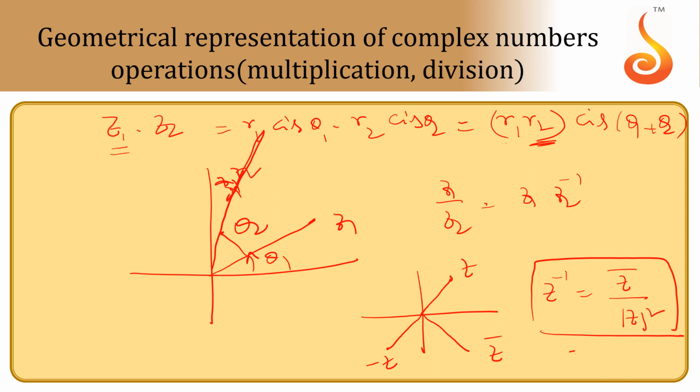So what should I do? Z inverse will lie on the direction of Z bar only, but there is a length difference, a magnitude difference. So 1 by mod Z square into Z bar will give you Z inverse.